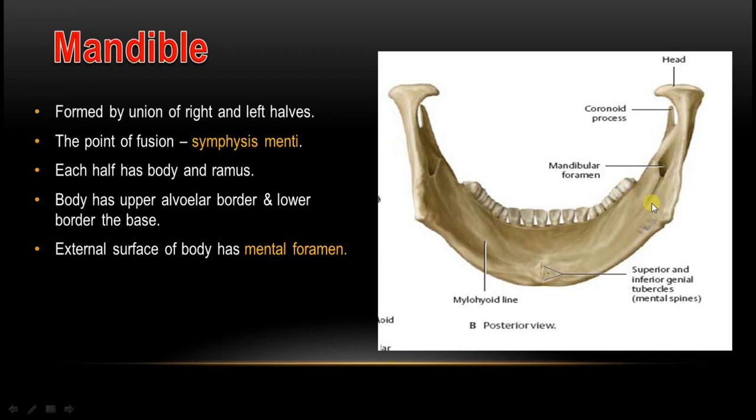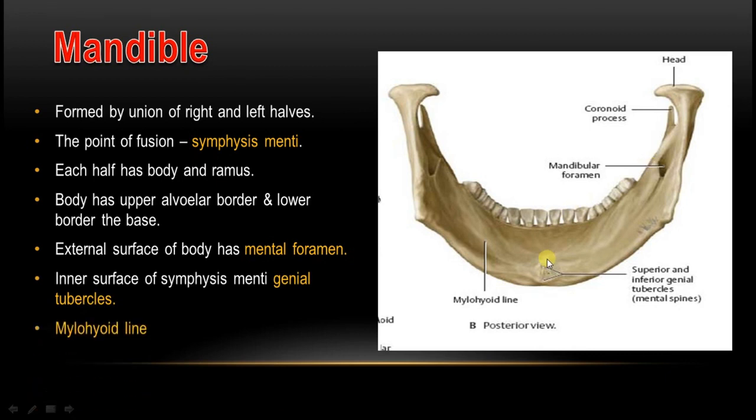Then the mylohyoid nerve, in the mylohyoid groove. You can see the mandibular foramen through which the inferior alveolar nerve passes. That is guarded by a bony projection called the lingula. The lingula gives attachment for the sphenomandibular ligament. So genial tubercles I have shown you, and this is actually the mylohyoid line.